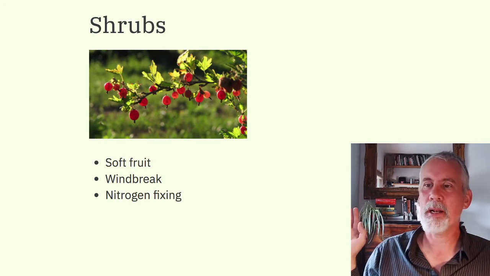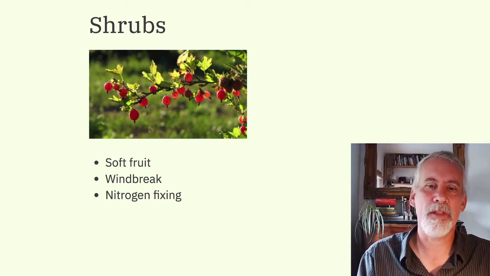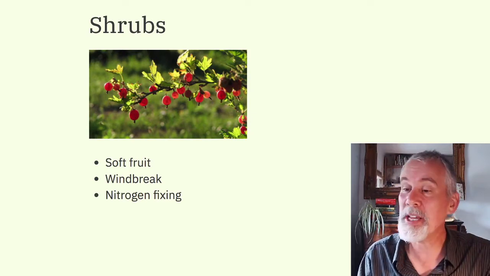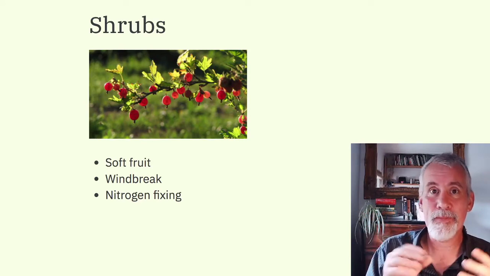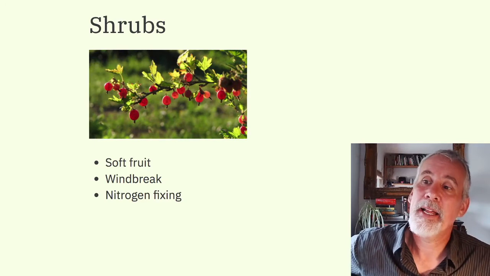There will be loads that I've Japanese wineberry, thornless blackberry, whole loads and loads of them, sea buckthorn. So a lot of shrubs will provide you with soft fruit, and windbreak as well.